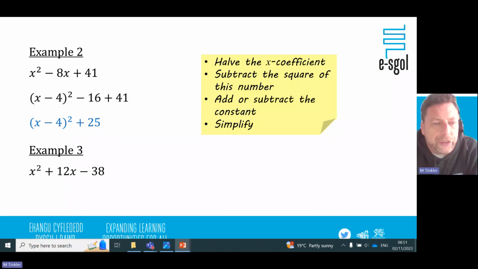So again, I'll give you 30 odd seconds to see if you would like to try example 3 yourself. It's a bit of a mixture of example 1 and example 2.